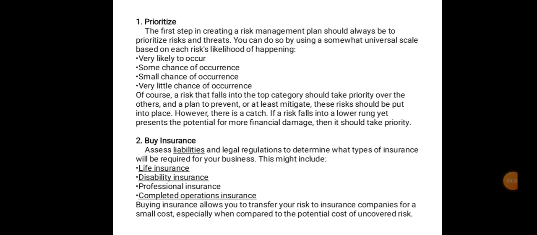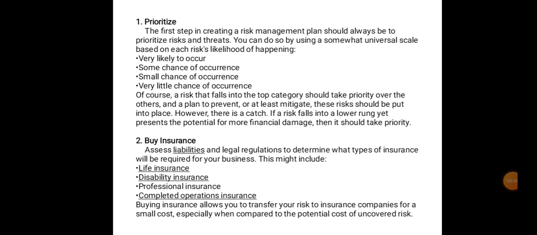However, there is a catch. If a risk falls into a lower rank, but it presents the potential for more financial damage, then it should take the priority. Okay, that is you need to prioritize based on these: very likely to occur, some chances of occurrence, small chance of occurrence, very little chance of occurrence. Okay, and next is buy insurance. Okay, whatever the kind of investment it may be, there will be an indirect way to get insurance, you need to trigger it.